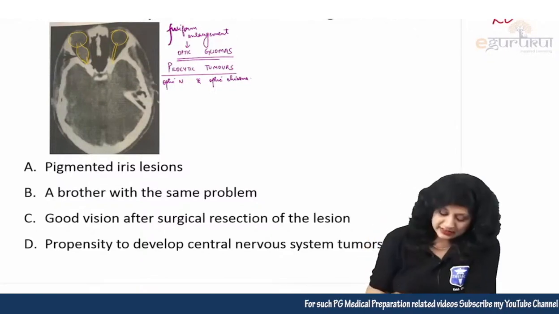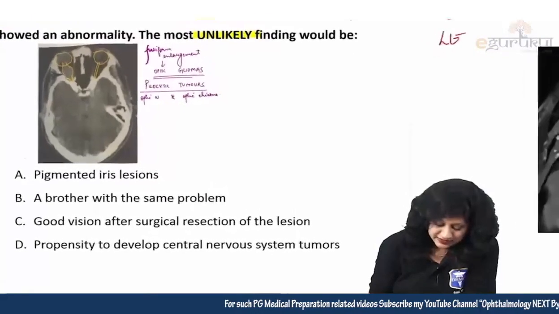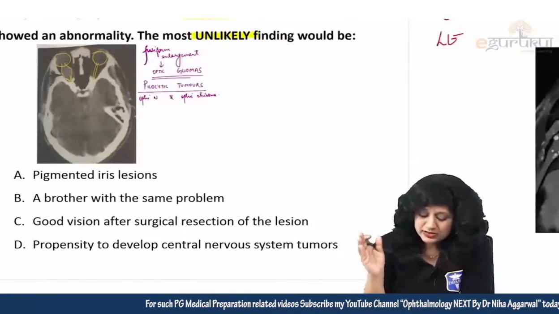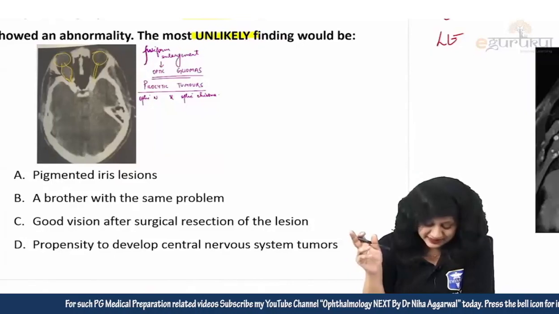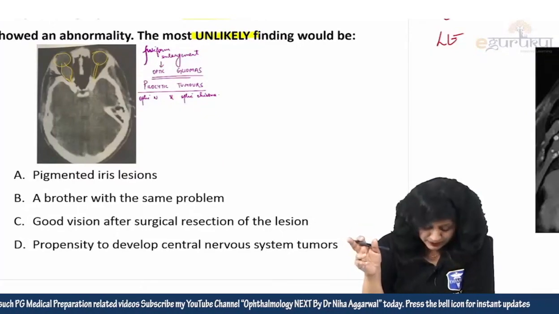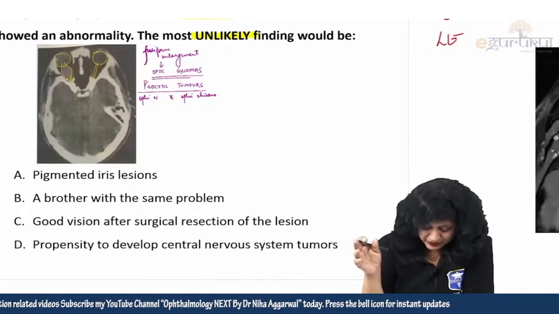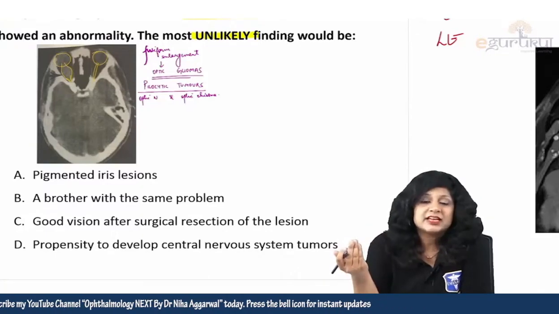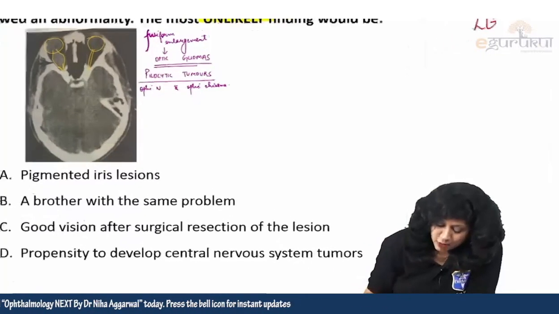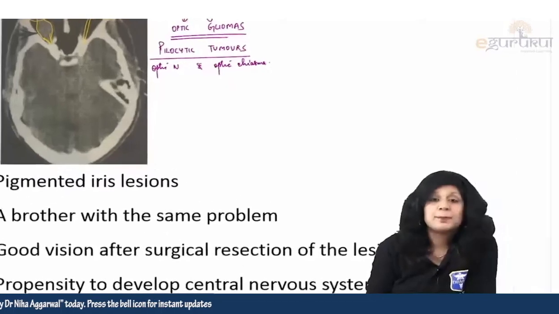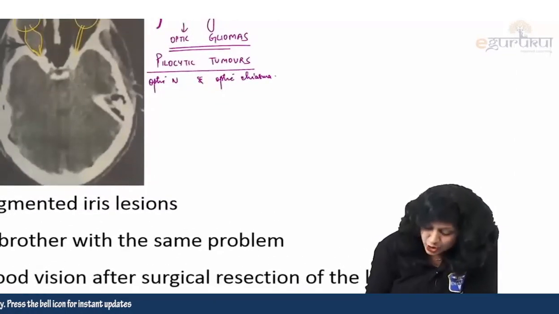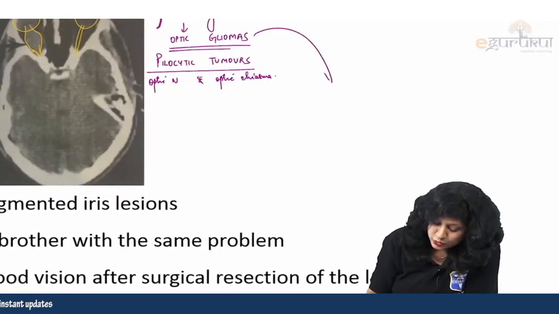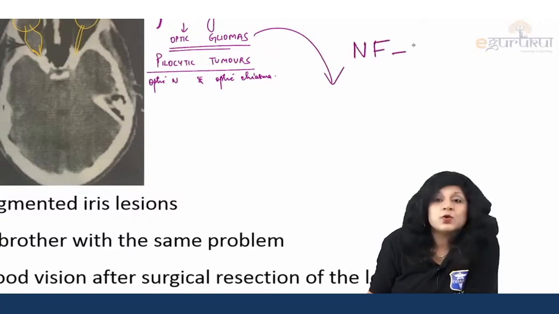So write the answer in the comment section. What do you think is the answer? This person is most unlikely to have what finding? Pigmented iris lesions, a brother having the same problem, good vision after surgical resection of the lesion, or propensity to develop central nervous system tumors. Now as I already told you, we have optic gliomas, and these optic gliomas are known to be associated with neurofibromatosis 1.